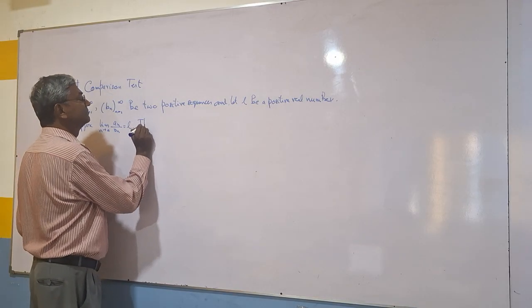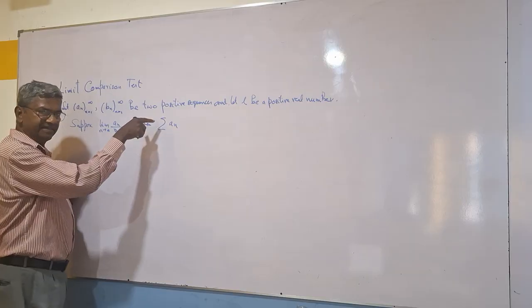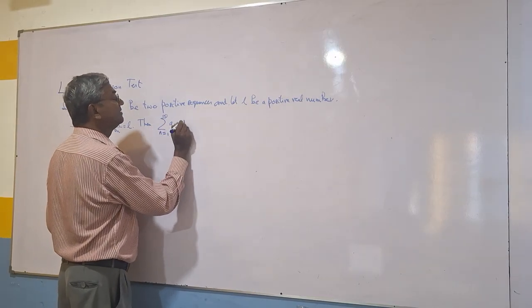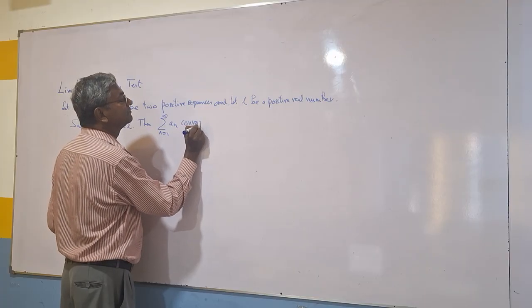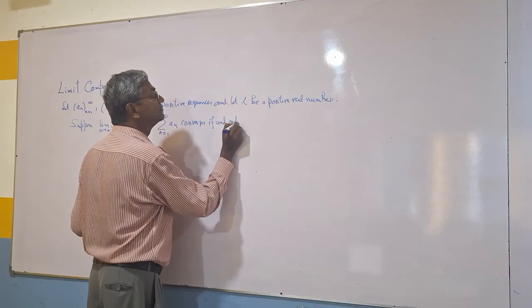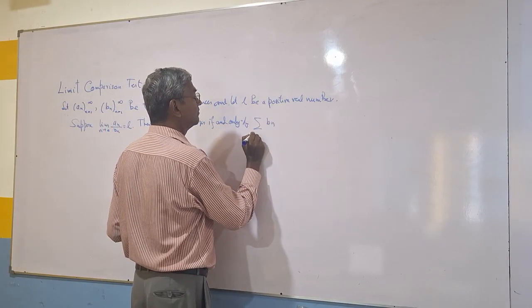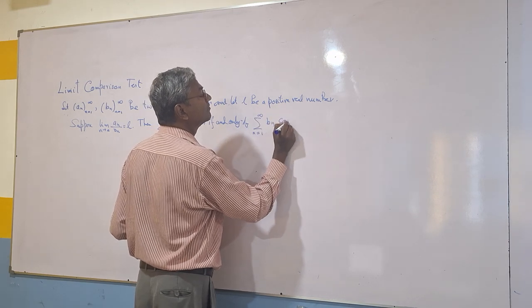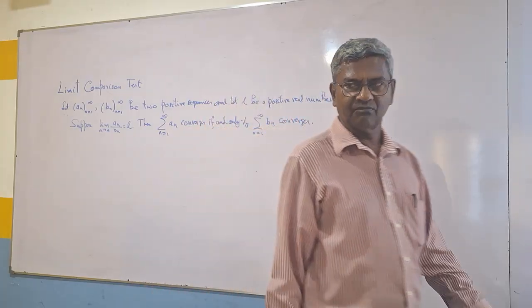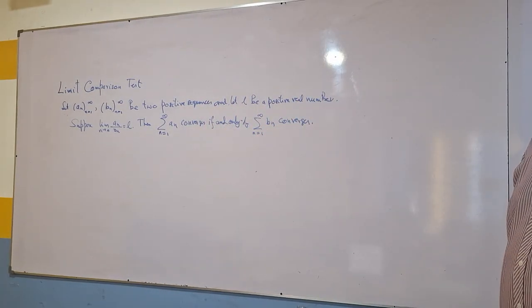Then the series sigma a_n converges if and only if sigma b_n converges. If one converges, so does the other.